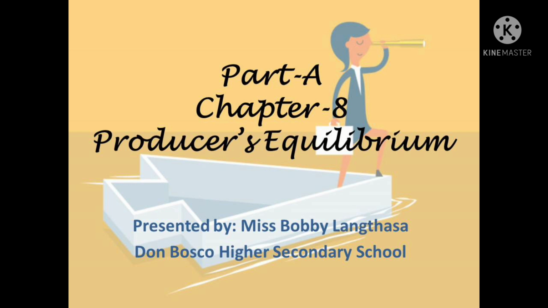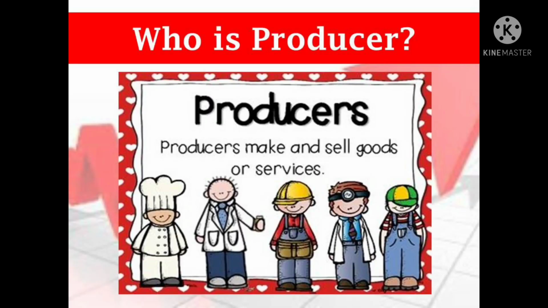So let's begin. The first one is: who is a producer? A producer is an economic agent who produces goods and services for sale. He supplies these goods and services in the market to earn income by way of profit. The producer hires factors of production and organizes them to produce and sell goods and services.